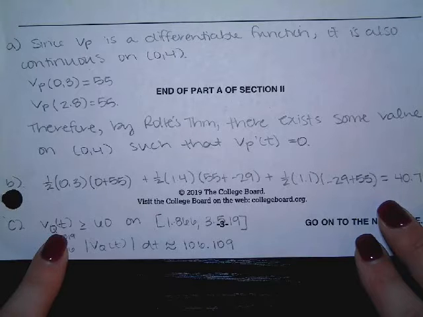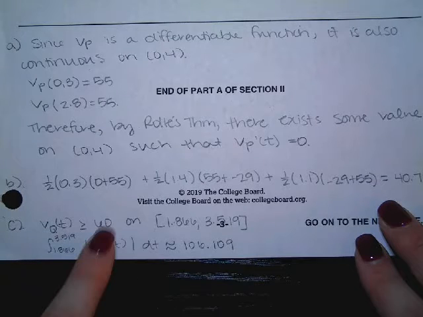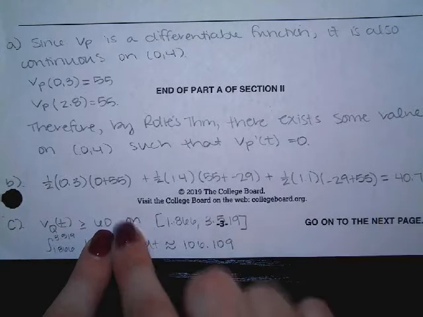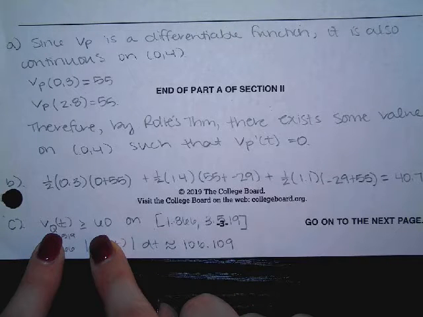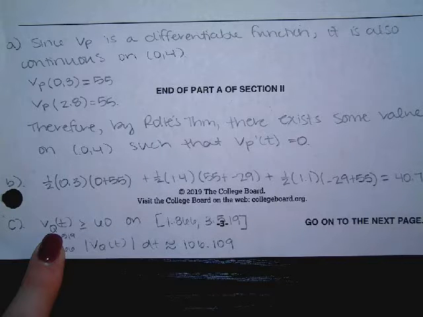For C, you're trying to figure out when it's at least 60. So what I did with this one is I took that equation and I graphed it on my calculator, and I graphed a horizontal line at 60, and I went to see where it was above that horizontal line. Shall we go ahead and do that?